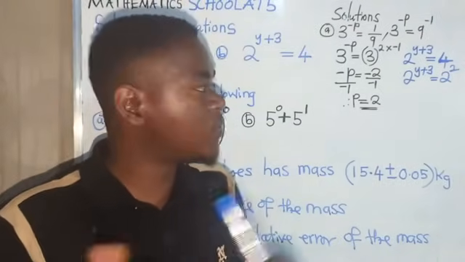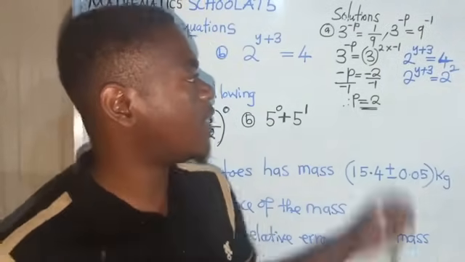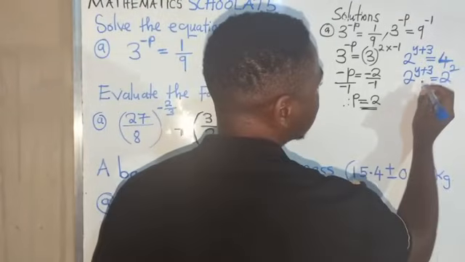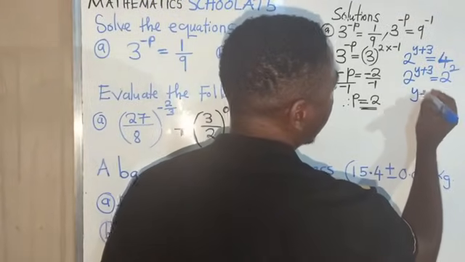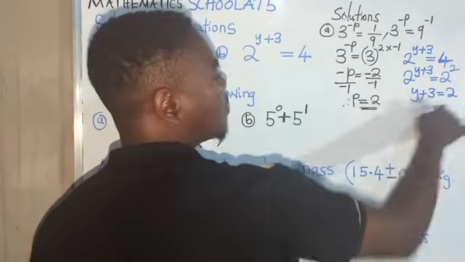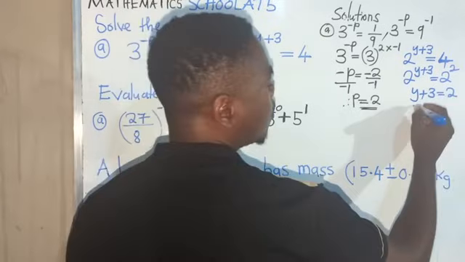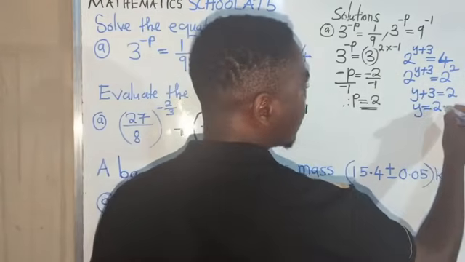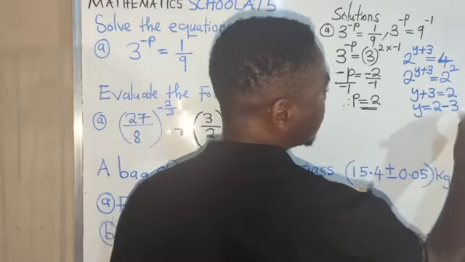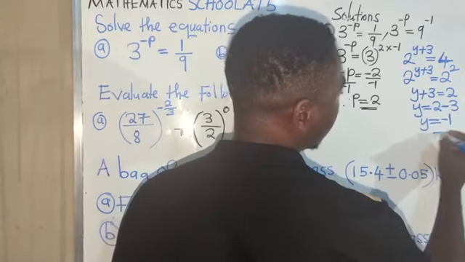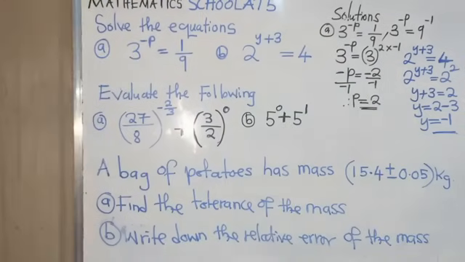Equating the powers. Follow me clearly. Here, I just need to equate the powers. Once I equate the powers, I'm going to have y plus 3 equal to 2. Then I solve this equation where y is equal to 2. This is positive; when it goes across, it becomes negative 3. So y is equal to negative 1. That is the answer that you need to understand.